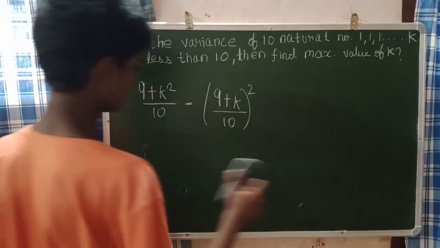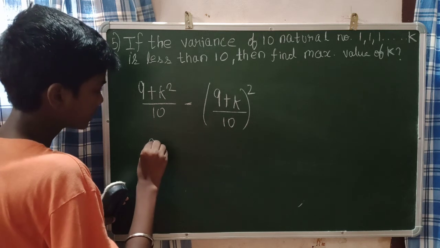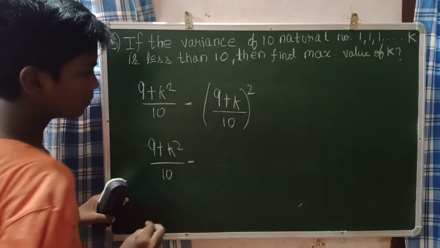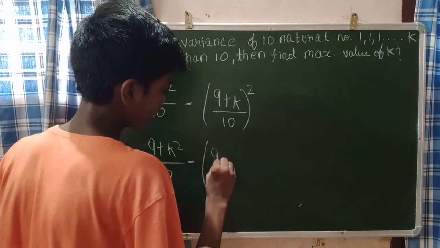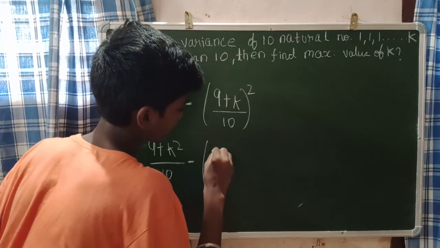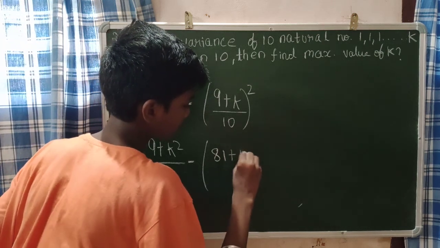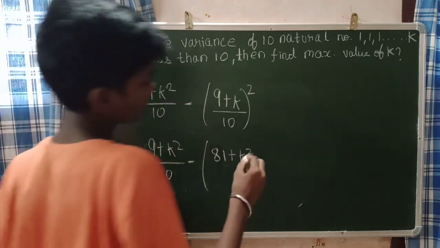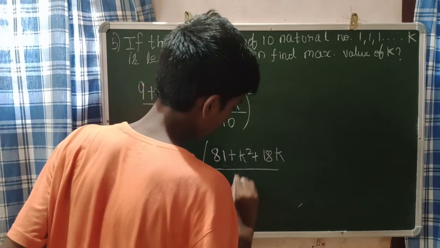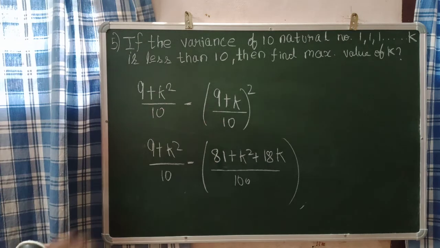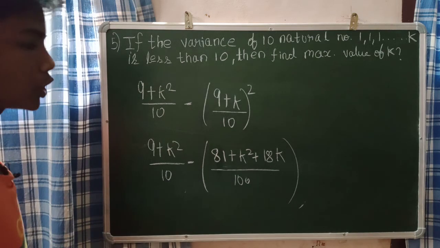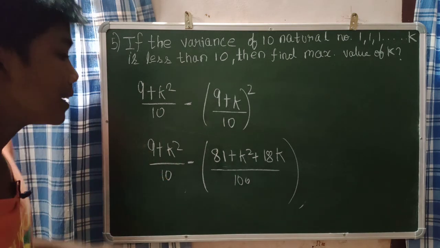Now I don't need this. So finally what you will get is 9 plus k square divided by 10, then minus of 9 plus k whole square, which will be 81 plus k square plus 2ab, and 2ab will be nothing but 18k, divided by 100. Guys, what I did is very simple. 9 plus k divided by 10 whole square will be nothing but 9 plus k whole square divided by 10 square. 10 square is 100. 9 plus k whole square will be 81 plus k square plus 18k using the a plus b whole square formula.